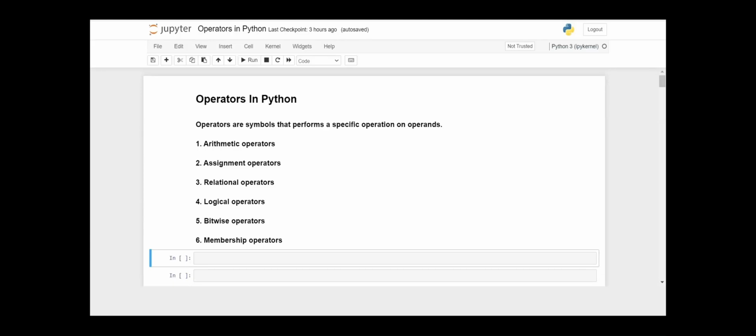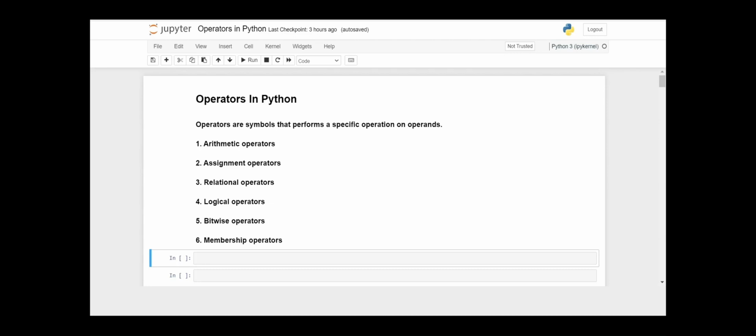Hello everyone, so let's start with operators in Python. Operators are basically symbols that symbolize some operations, right? Data science is a field which includes statistics, mathematics, all of these. So we have to do some calculations, some operations. To perform those operations, we use operators, right?